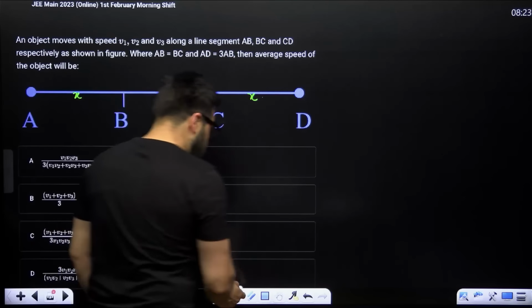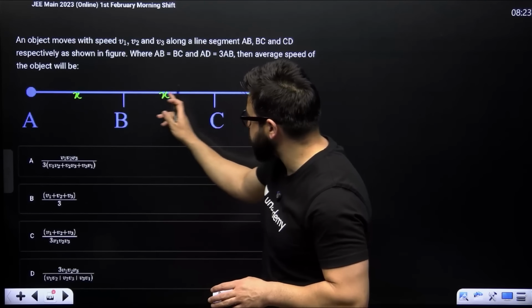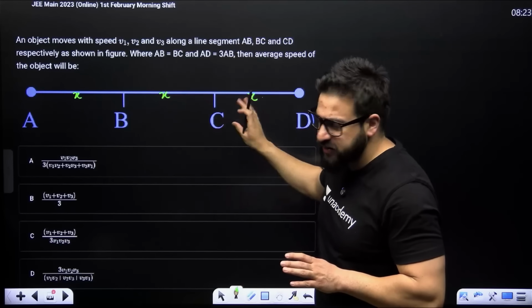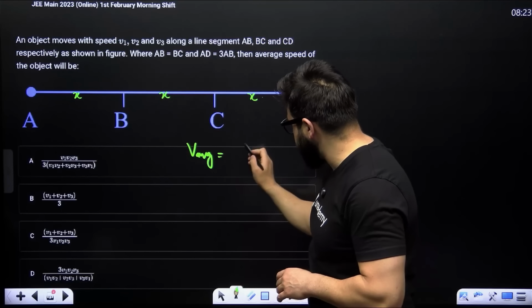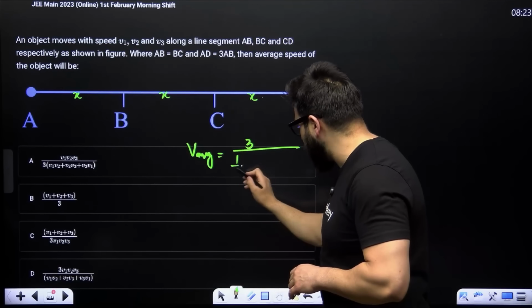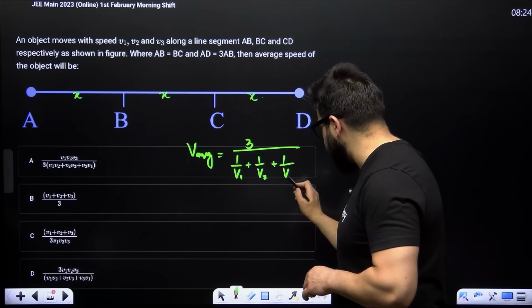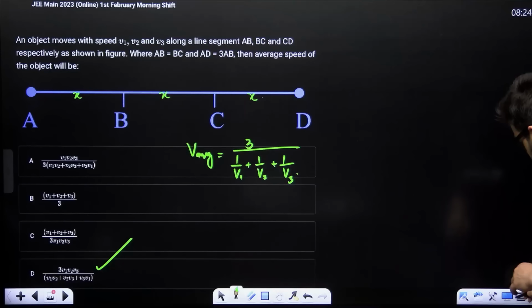Let's take a look at the next question. In this particular case, an object covers AB with x, BC with x and CD with x. You can read the question. They ask you to find the average velocity in this particular case. So it will be simply 3 upon 1 by v1 plus 1 by v2 plus 1 by v3. Now, if you solve this, it will come out to be option 3.